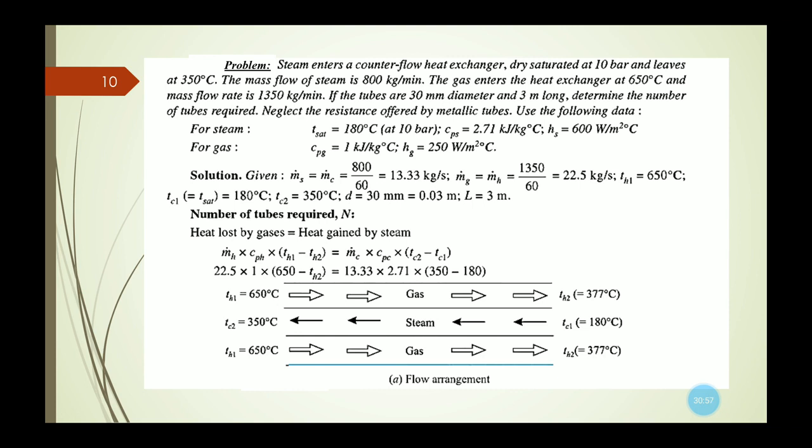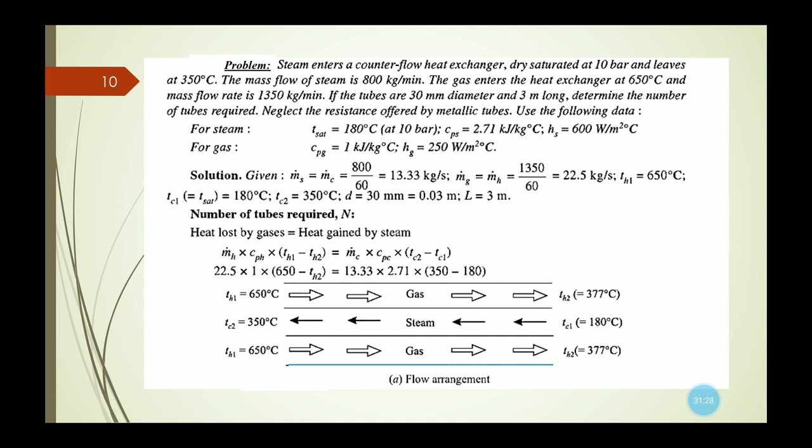Neglect the resistance offered by the metallic tubes. Some data are given here. T saturated is 180 degrees centigrade at 10 bar, CPS is 2.71 kilojoule per kg degree centigrade, HS equals 600 watt per meter square degree centigrade. And for the gas, CPG is 1 kilojoule per kg degree centigrade, H equals 250 watt per meter square degree centigrade. So here we need to calculate the number of tubes.